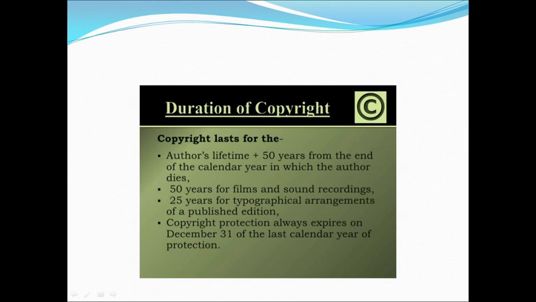How long is the duration of copyright going to be? Actually, the author's lifetime plus 50 years from the end of the calendar year in which the author dies. 50 years for films and sound recordings. 25 years for typographical arrangements of published editions. Copyright protection always expires on December 31st of the last calendar year of the protection. That is only the copyright duration.